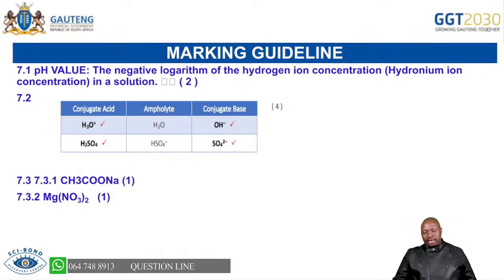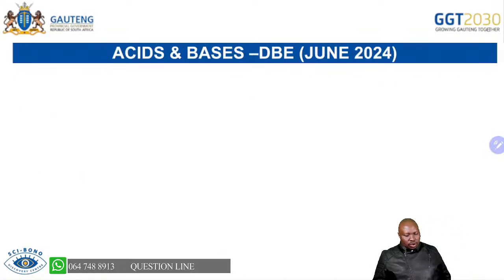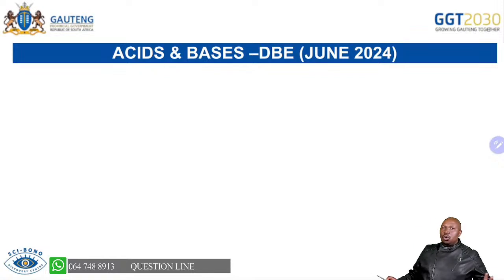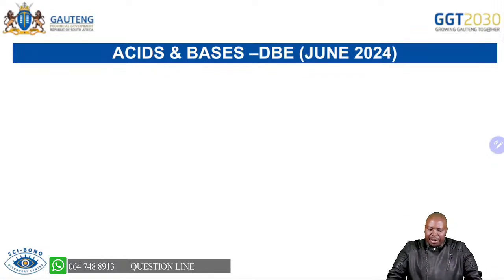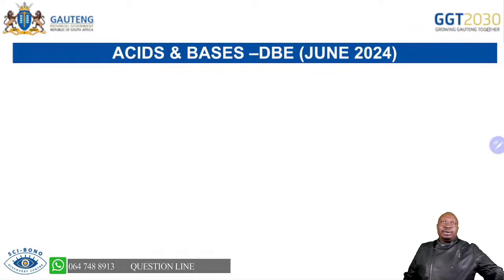You are able to write those salts like that. I'm thinking that we are moving together as we go to our next question, which is now the DBE. So we are closing now with the May-June paper that was written by those who were writing supplementary exams.